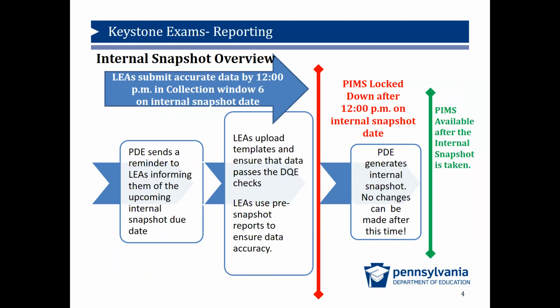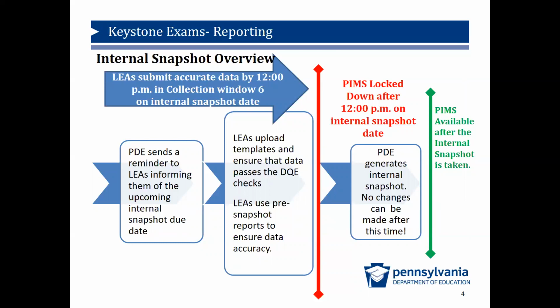In the first of 3 blocks, the graphic begins with PDE sending communication to LEAs reminding them of the internal snapshots. Next, LEAs upload the student and school enrollment templates to PIMS. The LEAs then run the pre-snapshot reports to verify accuracy of the data submitted. Since there is no correction window, this should all occur before the internal snapshot date.